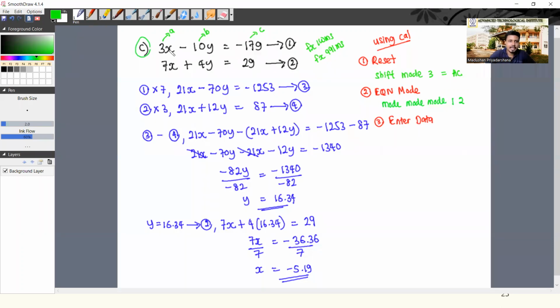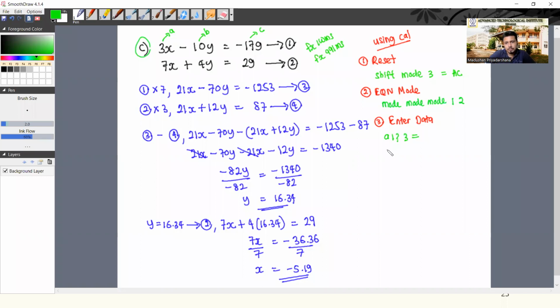What is the A value in equation 1? The calculator is asking for an A1 value. What should we give? The value of A in equation 1. This is equation 1. The value of A is what? 3. So give 3 and press equal.